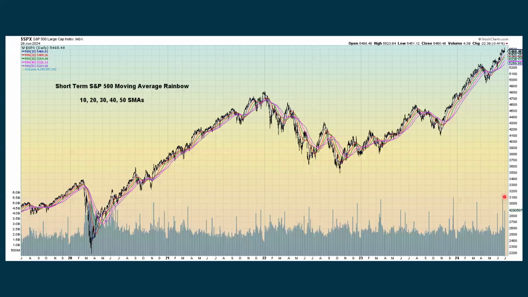And we have some short-term charts. This is a short-term rainbow. By short-term, I mean going from 10 periods up to 50 periods with moving averages. They're different colors, so it looks kind of cool. And even on a short-term basis, price is above all the moving averages, and the moving averages are going up. So the short-term trend continues to be positive.